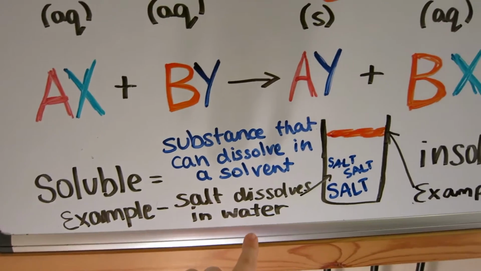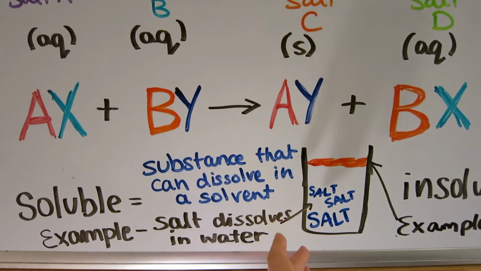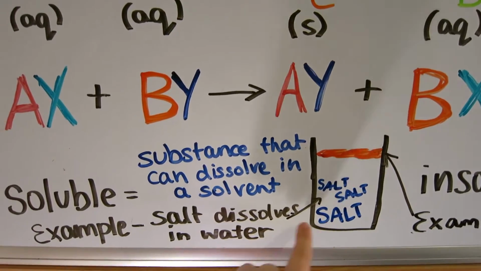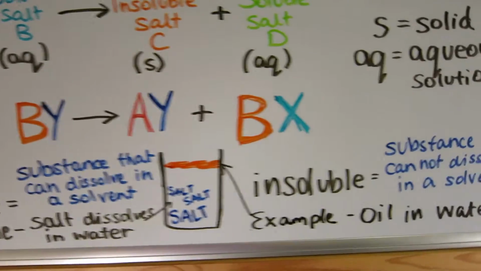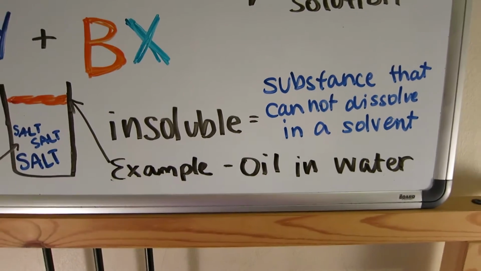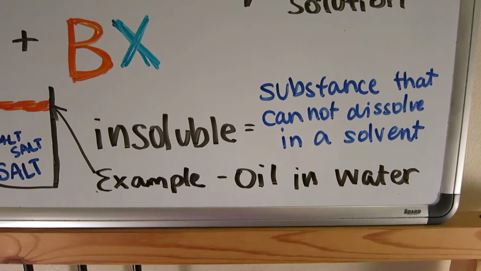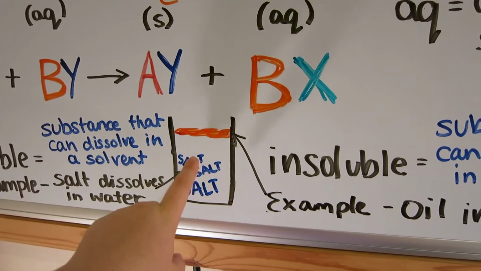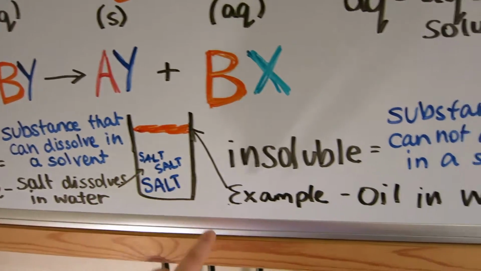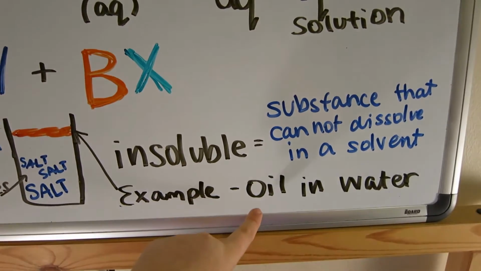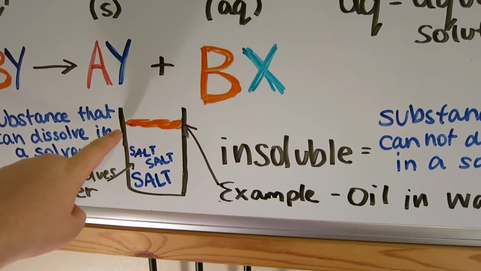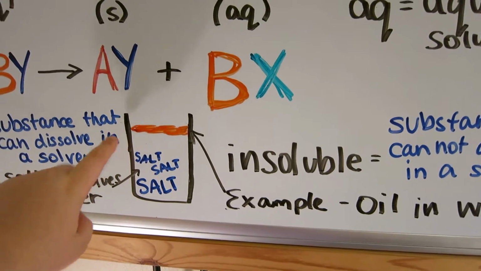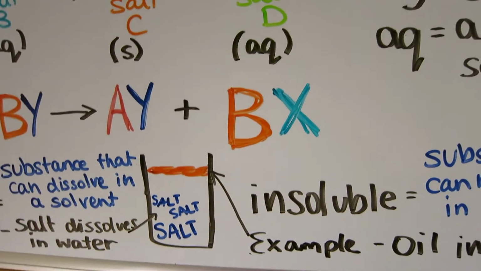As an example, we have table salt. Sodium chloride is soluble, it dissolves in water. An insoluble substance is a substance that cannot dissolve in a solvent. So, yet again, we have our solvent of water, and our insoluble substance is oil. So we have a layer of oil in our water. You would have seen that 100 times somewhere.